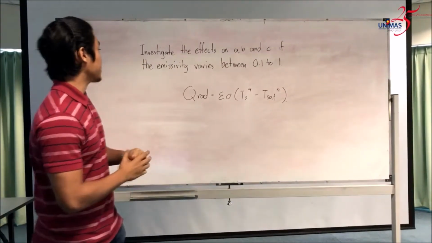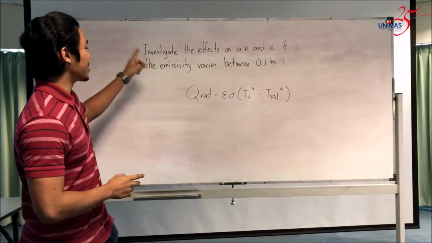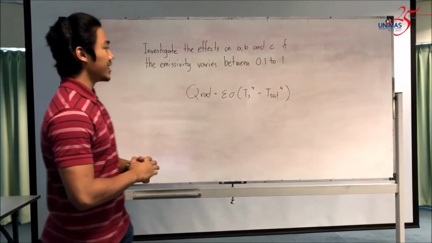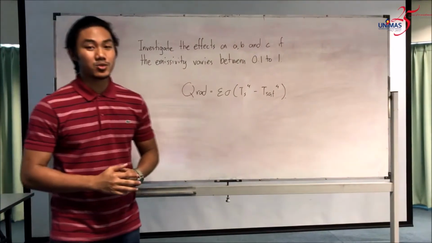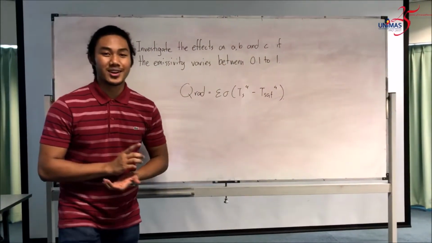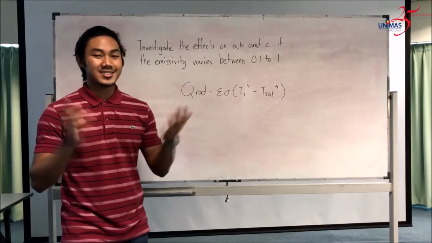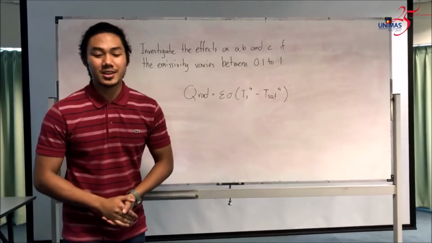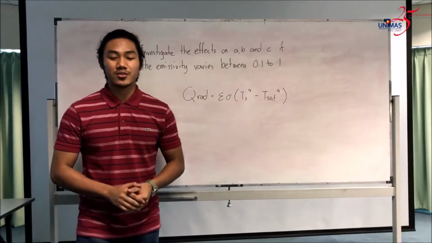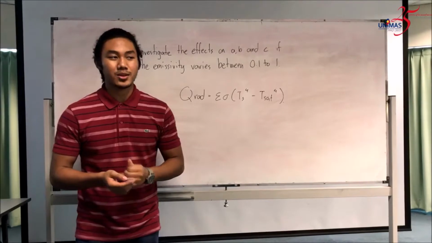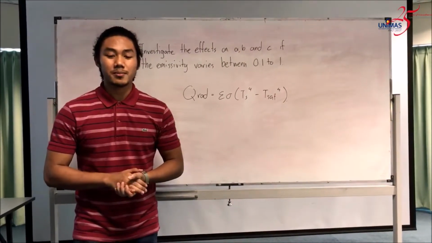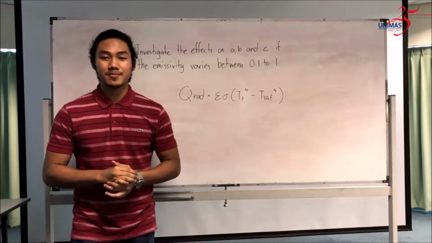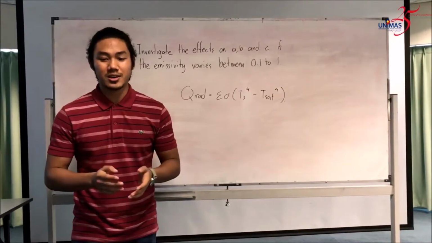Today I'll answer the question: investigate the effects on A, B, and C if the emissivity varies between 0.1 to 1. First, we have to know what emissivity means. Emissivity is the ratio of a surface's ability to emit radiant energy compared with the ability of a perfect black body of the same area at the same temperature.